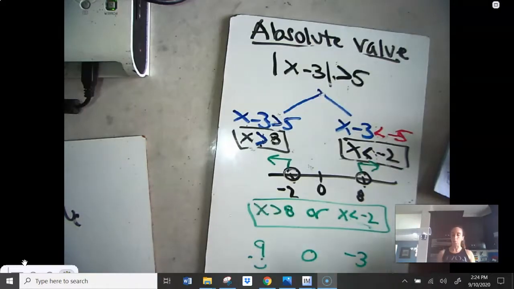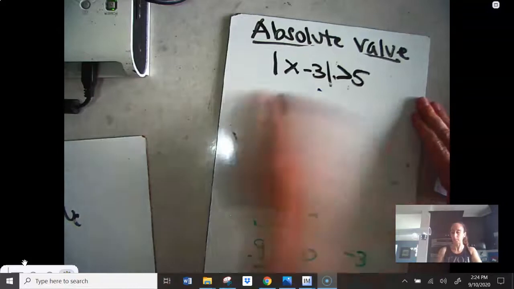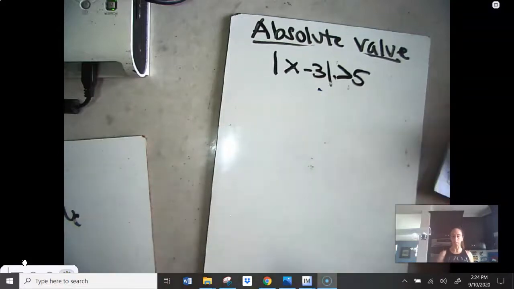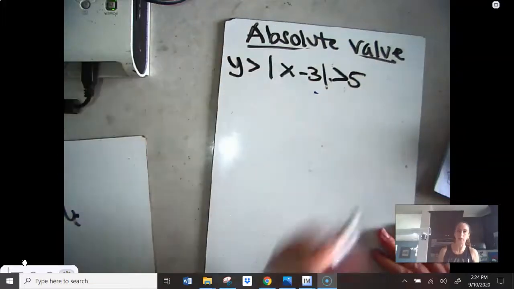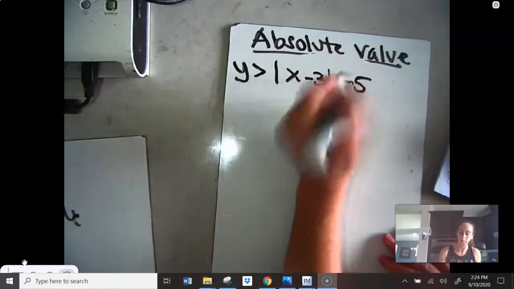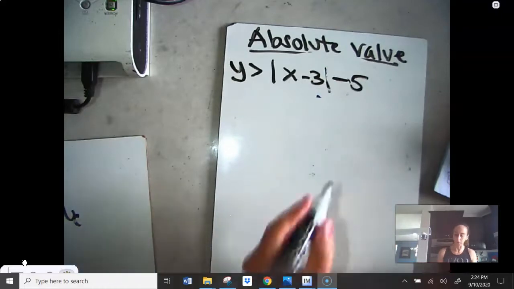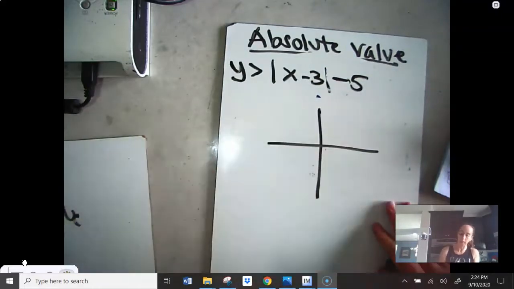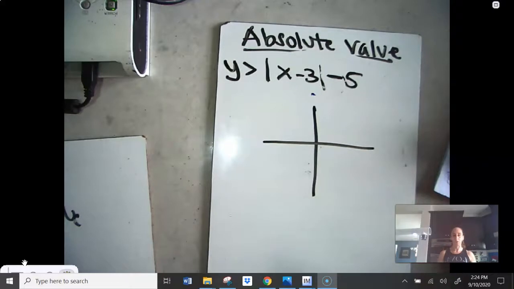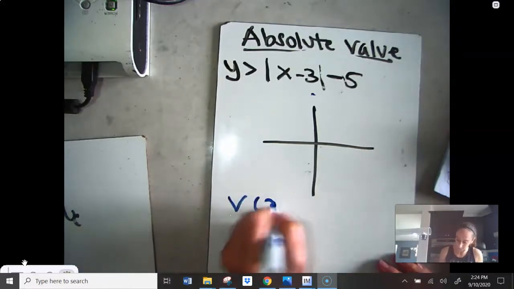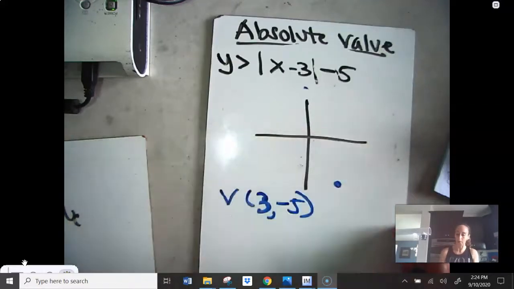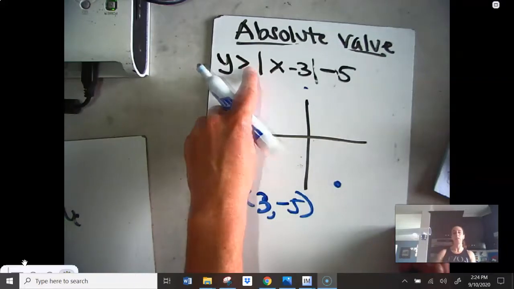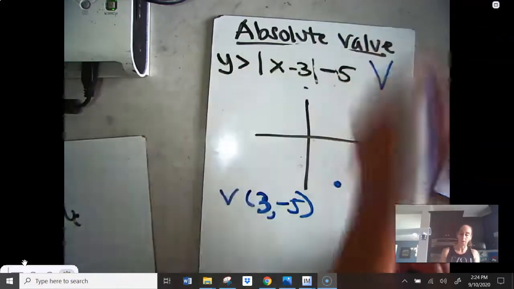Now I'm going to say, what if it says, and I want you to see relationships between things. This time it says y is greater than the absolute value of x minus 3, minus 5. What would I do? Well, I know now, since I have an x and a y, I'm going to have a graph like this. We know what the vertex is. That's 3, negative 5. So right 3, down 5. I know because this is positive, it's going up. I know it makes a V.